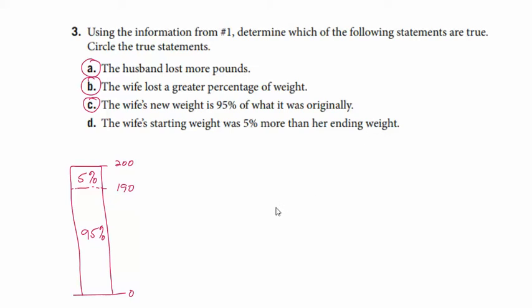Let's see. Her starting weight was 200. This is really the question here: is 200 5% more than her ending weight, which is 190? Is 200 5% more than 190? You know what? That's going to turn out to not be true. We're going to look at an example that goes through the computation and shows why this isn't true. But let's go ahead and look at it here with these numbers as well.